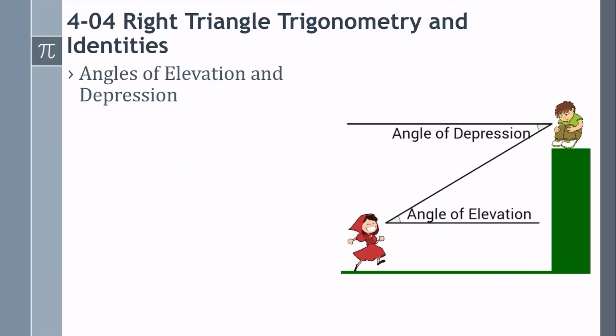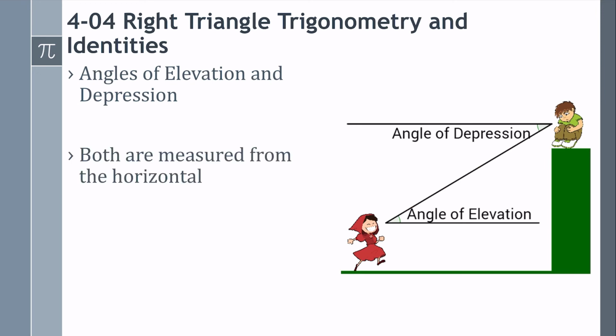All right, we also have something called the angle of elevation and the angle of depression. They're both measured from the horizontal. Depression, you're looking down, so it's the angle from looking straight out to how much you're looking down. When you're depressed, your eyes are always down. Angle of elevation is from straight out and how far you're looking up.